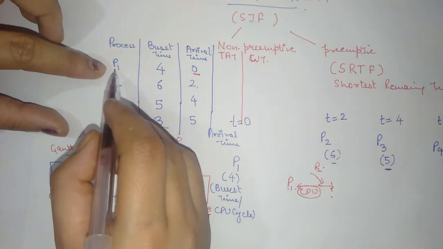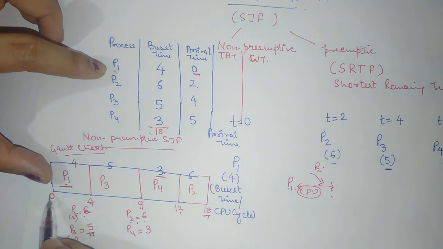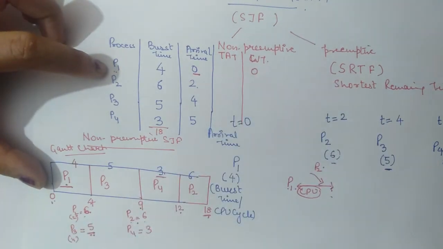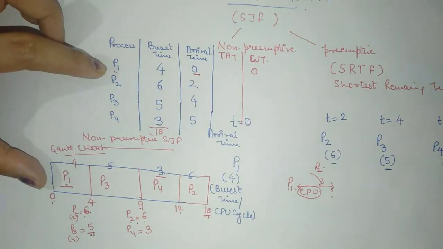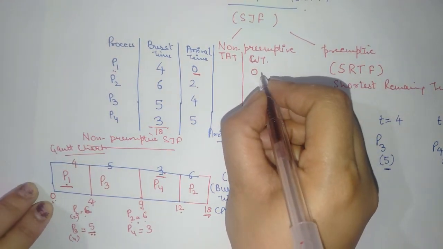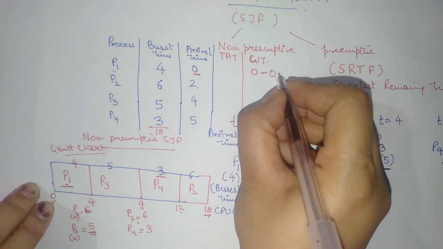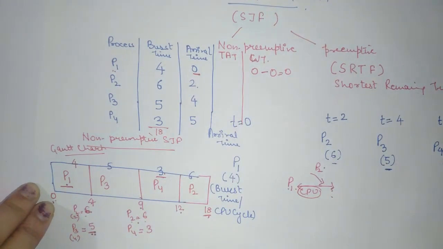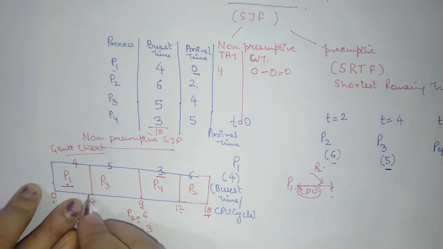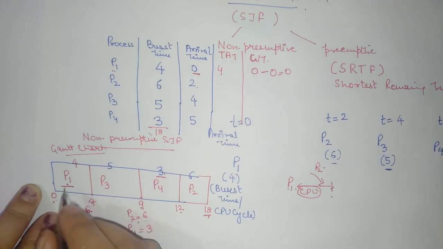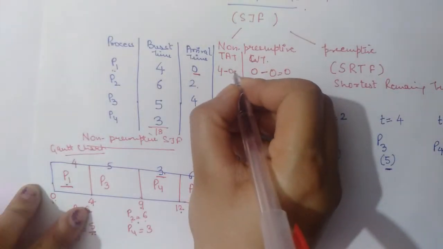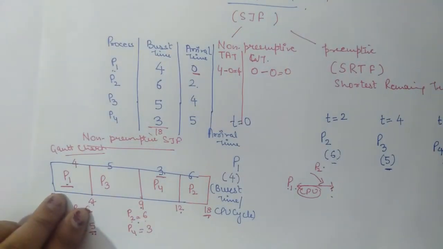Process number 1. In the case of process number 1, see the left corner for waiting time. The left corner is saying that waiting time is 0, because it entered the ready queue at 0 time units and it got the CPU at 0 time instance. Its turnaround time is how much time it takes for its completion and exit from the CPU. It's 4 minus its arrival time, which is 0.